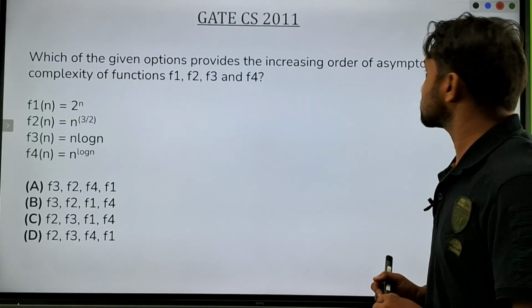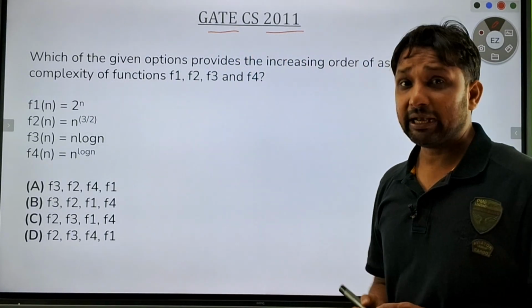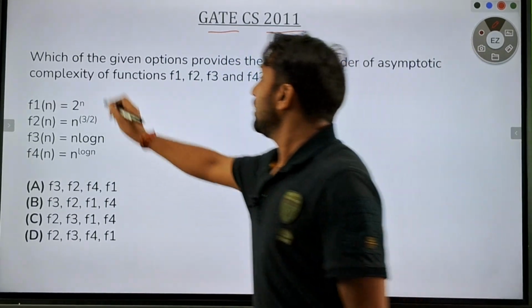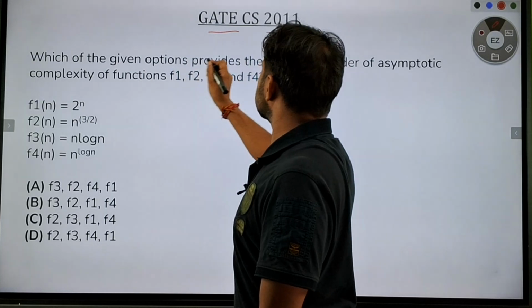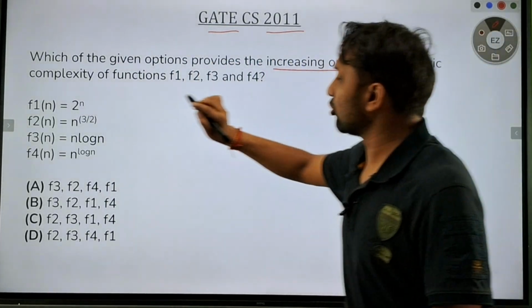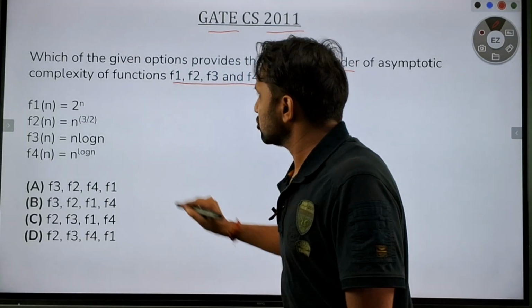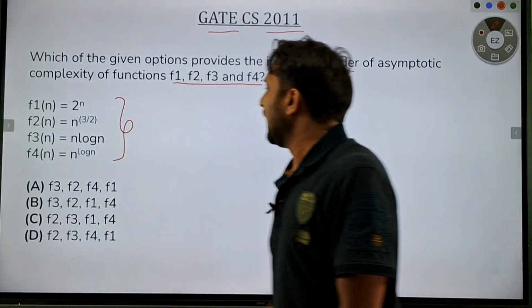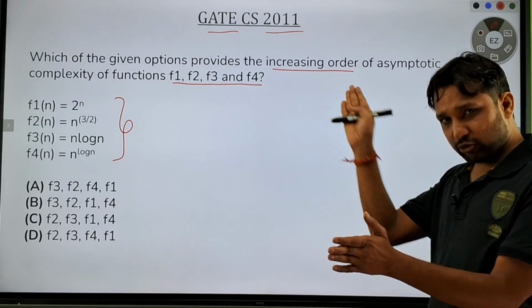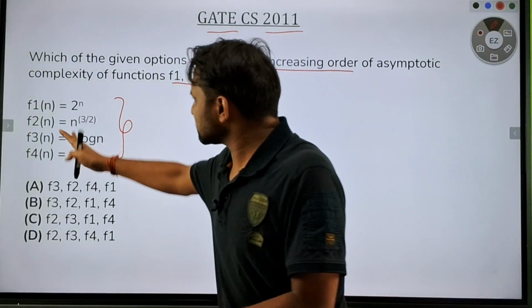Otherwise, I'm moving to the next question, which is from GATE 2011. Let me read the problem statement. Which of the given options provides the increasing order of asymptotic complexity of functions f1, f2, f3 and f4? So 4 functions are given to us and we need to arrange them in increasing order. Smaller, greater, greater, greater, like this way. So 4 functions are given.